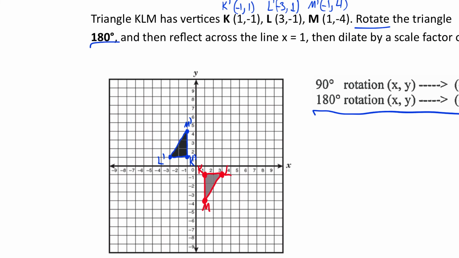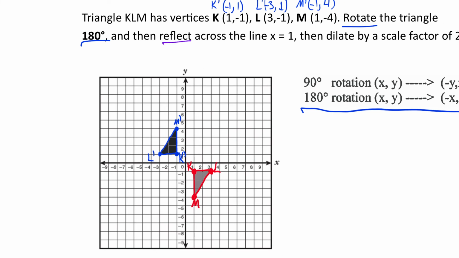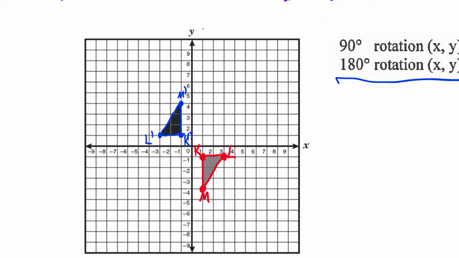Then what's our next transformation? Reflect across the line x equals 1. So where's the line x equals 1? It is this line right here. So I'm reflecting this one, remember, not the original one, but the last one we did. So how far is M prime away from here? It's 2, so I'm going to flip it 2 to the other side for M double prime. K is 2 away, 2 that way for K double prime. And then L prime is 4 away, so 4 the other way for L double prime.